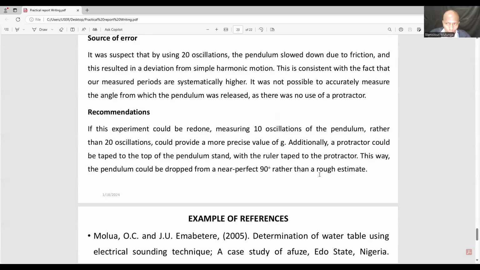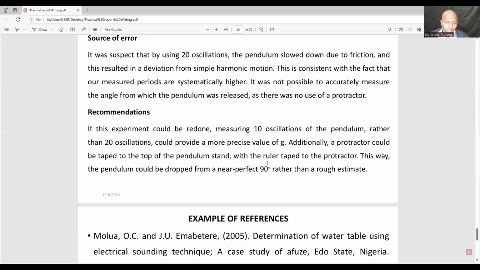But for you, you are using a free oscillating pendulum, which did not regard the angle. So here, that was a free experiment. So please, whenever you are trying to give the source of error and the recommendation, try to understand what you are talking about and let it be something tangible and something practical. Do not write something you don't understand.